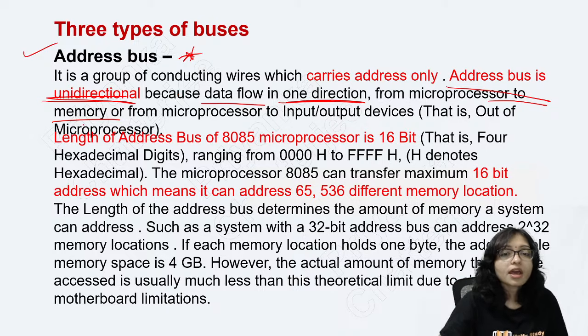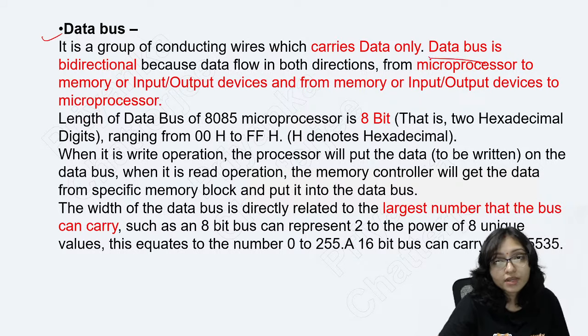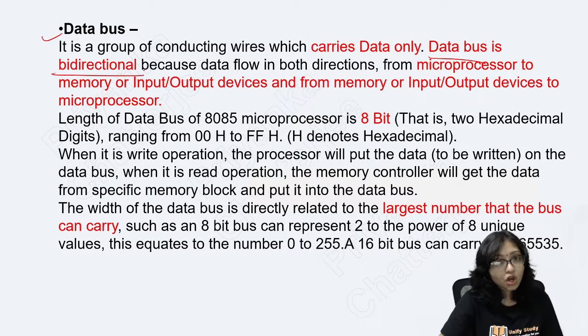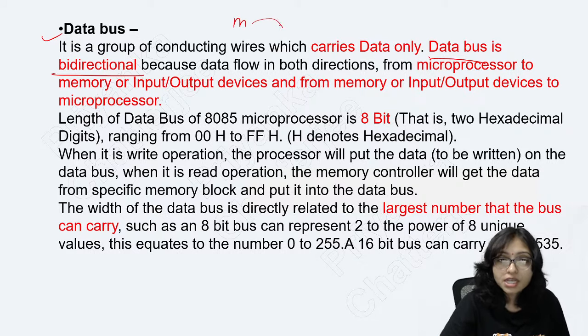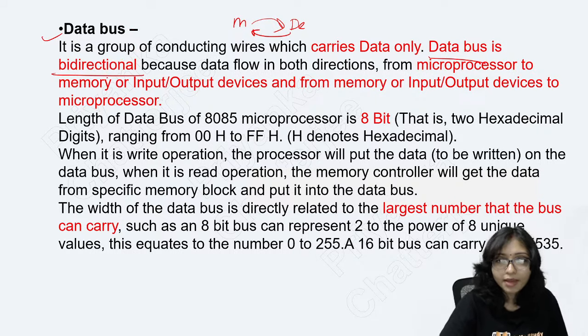Okay, and now the data bus. The data bus will always be bi-directional because the microprocessor can send the data, and it can receive the data also. And that's why the data bus will be bi-directional. Definitely the data bus will be bi-directional.